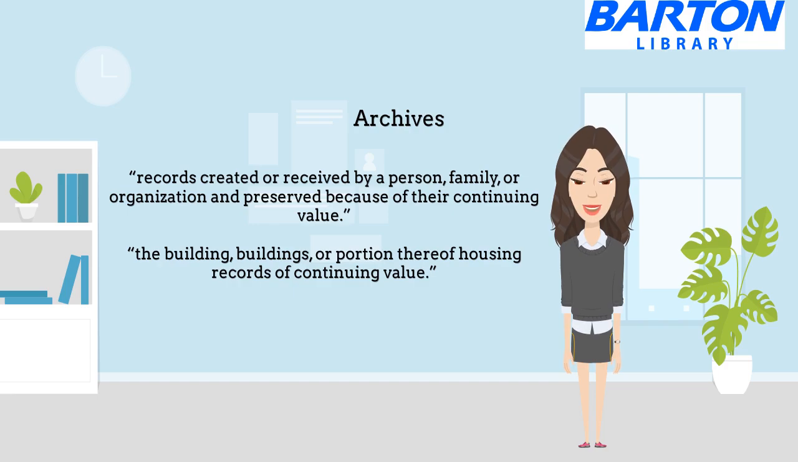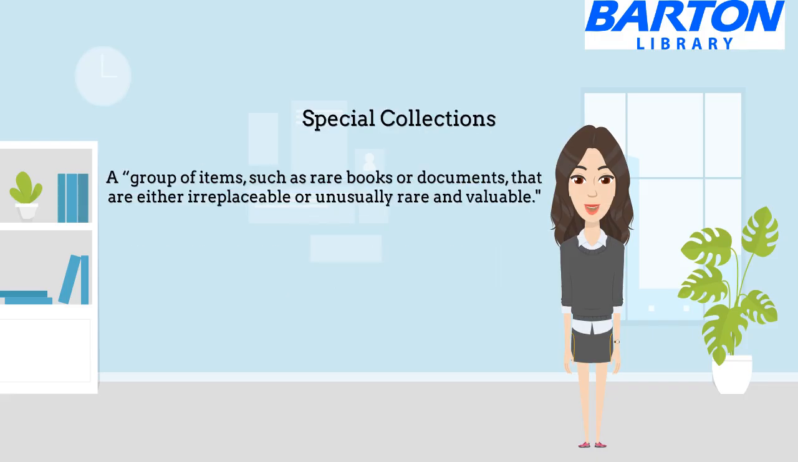Archives can be treasure troves of primary documentary evidence. Purdue University defines a special collection as a group of items, such as rare books or documents, that are either irreplaceable or unusually rare and valuable. Due to their nature, special collections are stored separately from regular library collections, typically in a secure location with environmental controls to preserve the items for posterity.